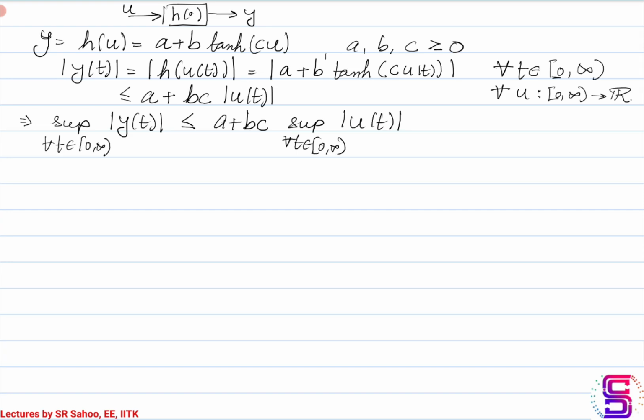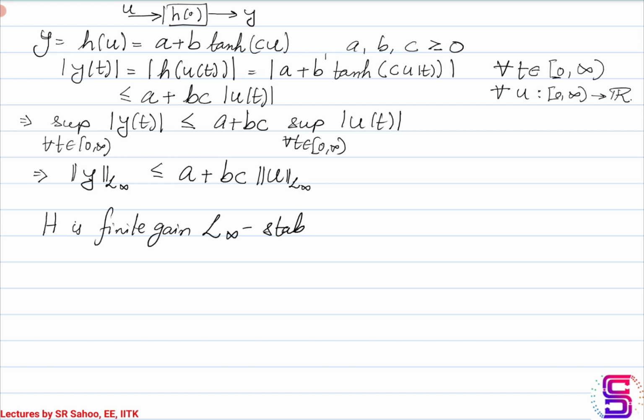The left hand side is essentially this, and the right hand side we have this. So the system H is finite gain L infinity stable, with gamma being equal to b multiplied with c and beta being equal to a.